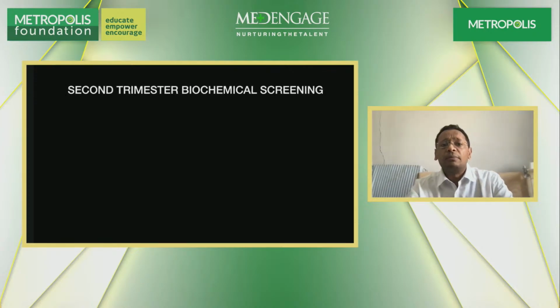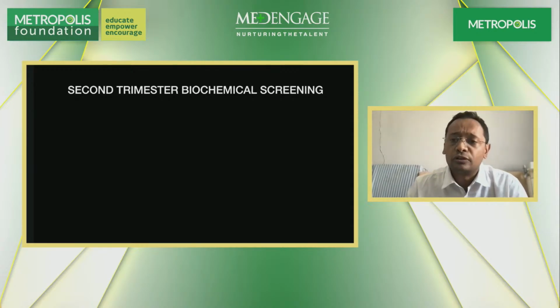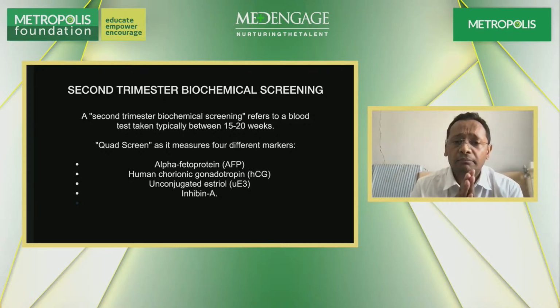So the second trimester biochemical screening, which was introduced in 1990, basically refers to a blood test, which is typically done between the 15th and 28th week. There are 4 markers that are tested for, which are the alpha fetoprotein, human chorionic gonadotropin, unconjugated estriol, and inhibin A.